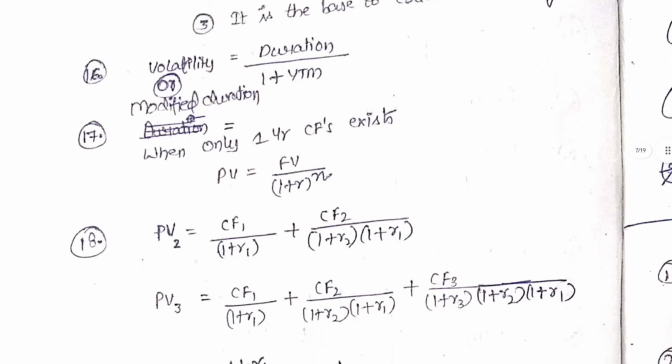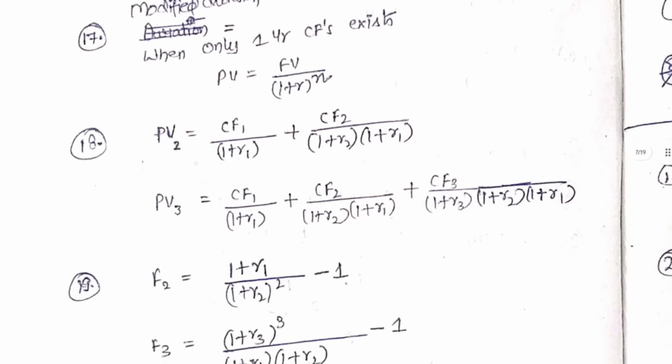When only 1 year cash flows exist, present value equals future value divided by (1 plus R) whole to the power n. When more than 1 year cash flows exist, present value for second year equals cash flow for first year divided by (1 plus R1) plus cash flow for second year divided by (1 plus R2) into (1 plus R1). Present value for third year equals cash flow for first year divided by (1 plus R1) plus cash flow for second year divided by (1 plus R2) into (1 plus R1) plus cash flow for third year divided by (1 plus R3) into (1 plus R2) into (1 plus R1).